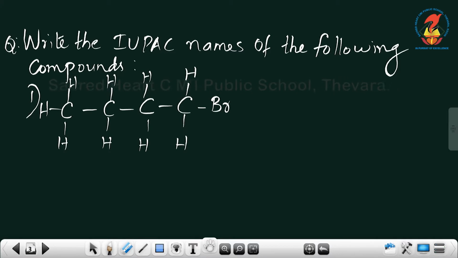Then, take your notebook and write down the question. Write the IUPAC names of the following compounds. Along with me, you have to do it, otherwise you will not understand what naming of organic compounds is. The first few examples we will do together, after that you have to do it yourself, then only this topic will be clear to you. So, the question is, write the IUPAC names of the following compounds.